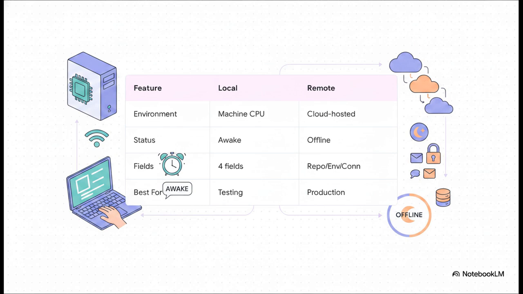Because it's simpler, a local routine only needs 4 basic fields to get up and running. Remote routines introduce a bit more complexity, requiring a GitHub repository, environment variables, and cloud connectors. Basically, think of local for testing your logic and remote for your actual production task.